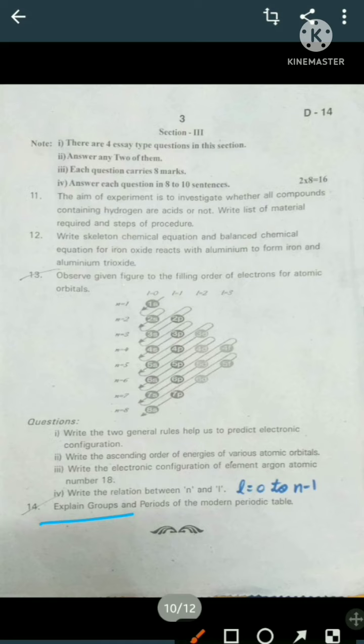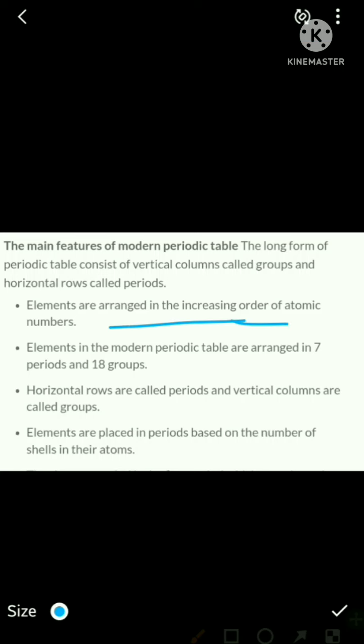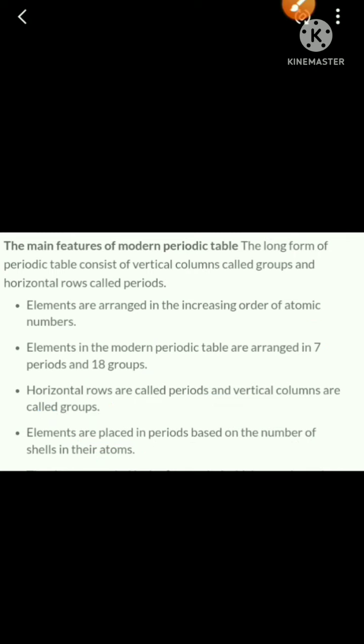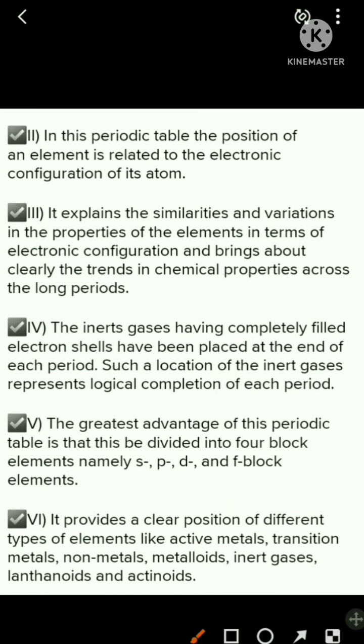Modern periodic table, groups and periods. So what is the answer? We can write elements are arranged in increasing order of atomic numbers. Elements in the modern periodic table are arranged in 7 periods and 18 groups. Horizontal rows are called periods and vertical columns are called groups. Elements are placed in periods based on electronic configuration of atoms.